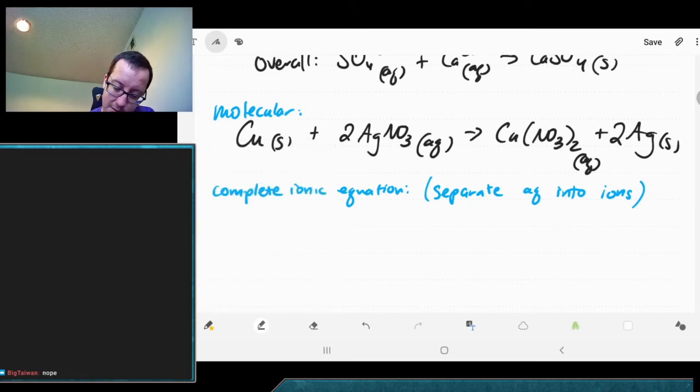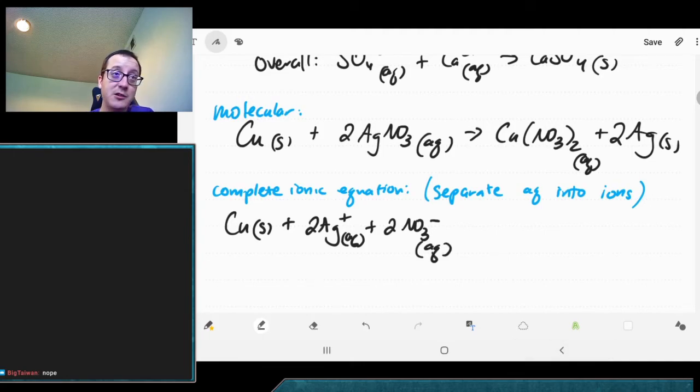If we do that, copper changes. The copper solid is not an ionic compound. It's not an electrolyte. It's not going to split up. It's just copper. Obviously, we don't see copper dissolving, because we use copper cookware all the time, right? We have 2 silver ions in there, plus 2 nitrate ions.